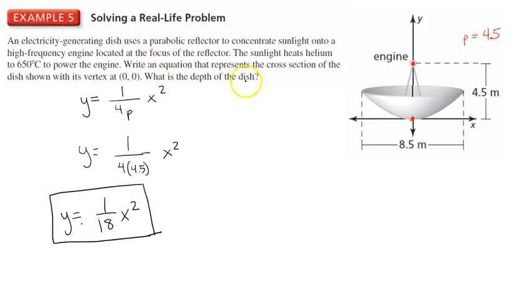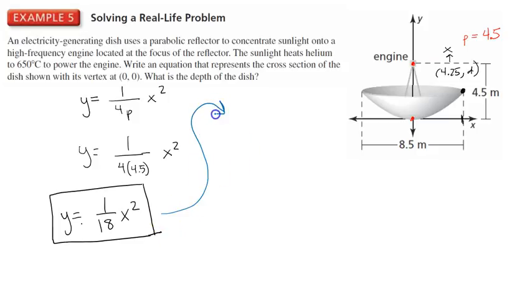Now we need to find out what is the depth of the dish. So let's see, we know this thing is 8.5 meters wide. So if we just go from the middle out to one side, that would be 4.25 meters, right? So what I'm trying to do is think about what this point right here is. This point is to the right 4.25 meters and up the depth of the dish. So I just need to figure out, when x is 4.25, the y value is the depth of the dish. So I just need to plug 4.25 in for x.